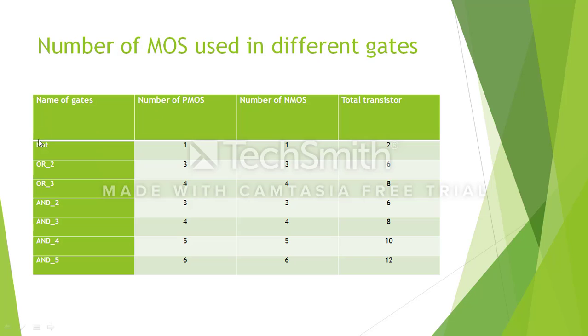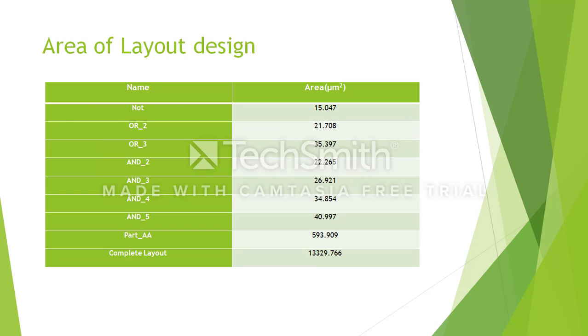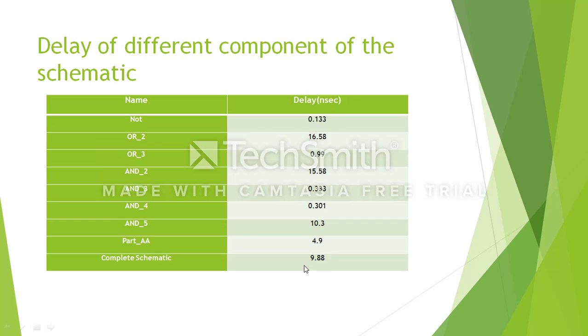The number of MOS we have used is shown in this table, along with the area of the layout design. Our total area has been increased because we couldn't compact our design. The total area for the complete layout is 13,329.766 micrometer square. We have calculated the delay for every block and every gate we have used in the circuit. The delay for the complete schematic is 9.88 nanosecond.